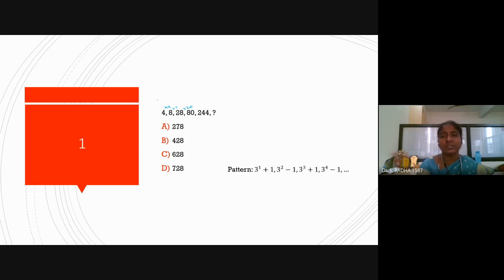So the first one, 4, is 3 power 1 plus 1. Then 8 comes as 3 square minus 1. Then next is 3 cube plus 1, next is 3 power 4 minus 1, next is 3 power 5 plus 1, and next should come 3 power 6 minus 1. What is the value? Just calculate.